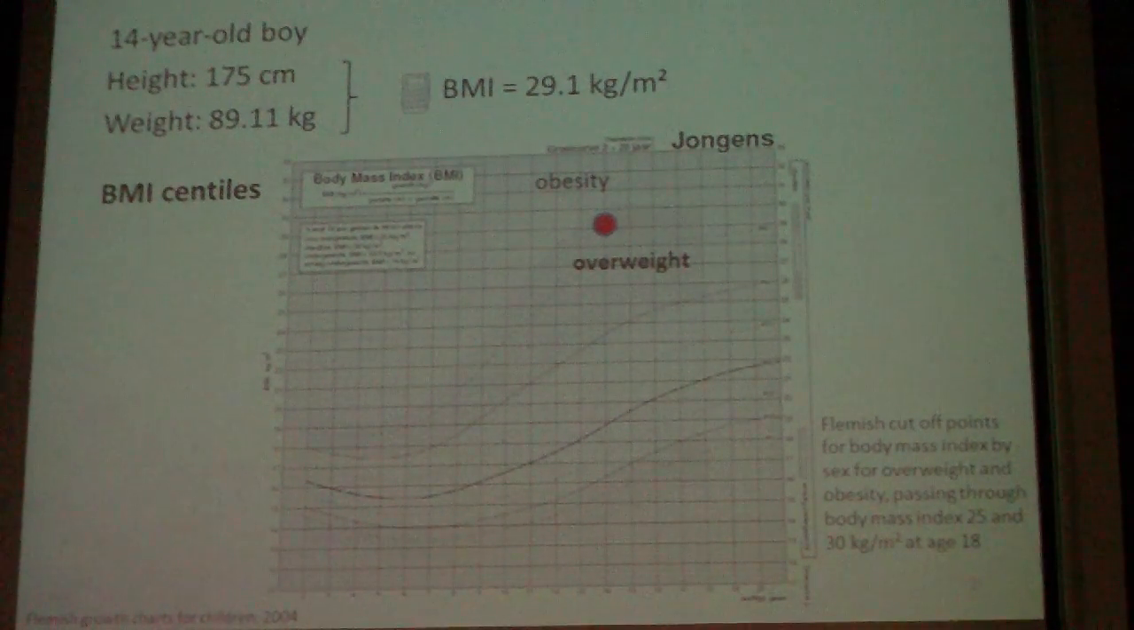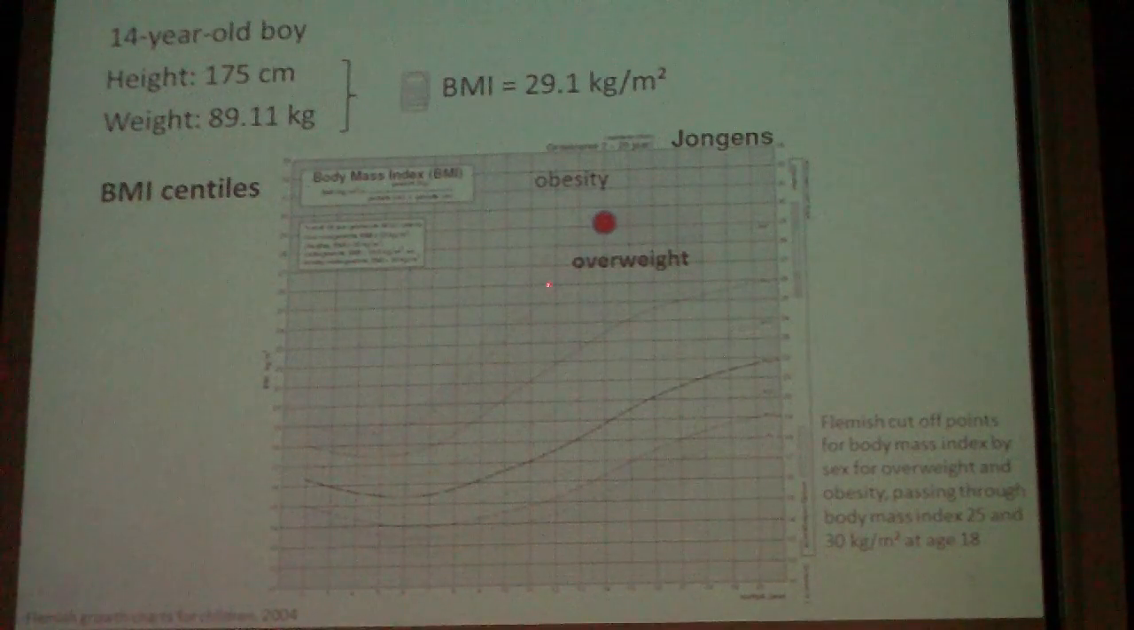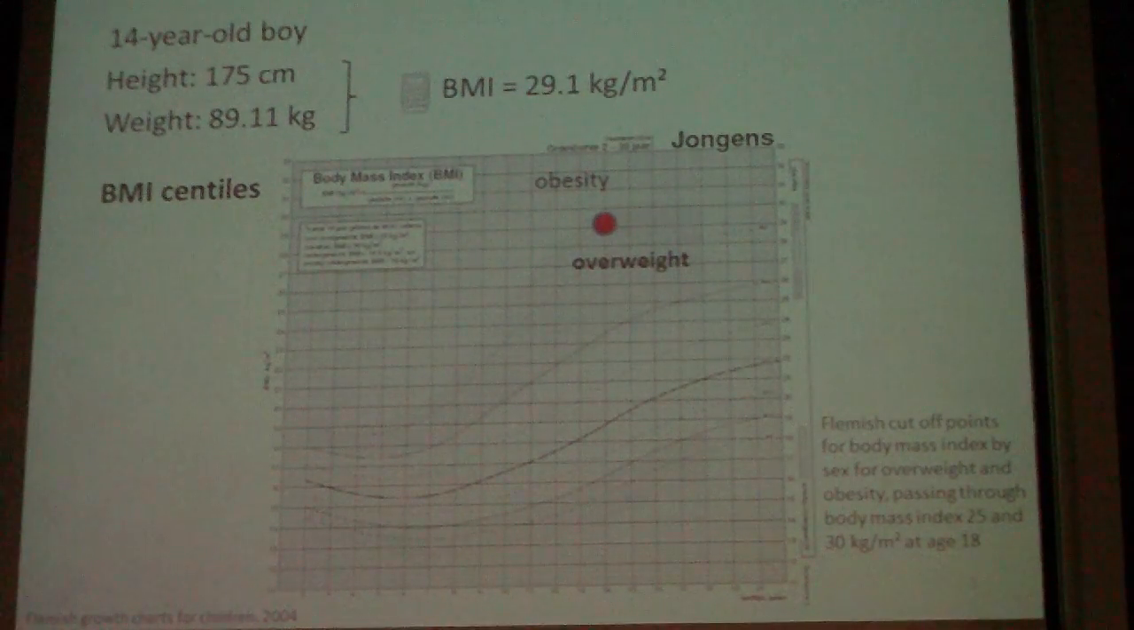And in Flanders, we use the Flemish cutoff points. In clinical practice, we use the growth charts for BMI. And I don't know if you see it that well, but there are gray zones. The upper gray zone is in which children are defined with overweight, and children with underweight are in the lower gray zone. Children with normal weight are presenting in the white zone.